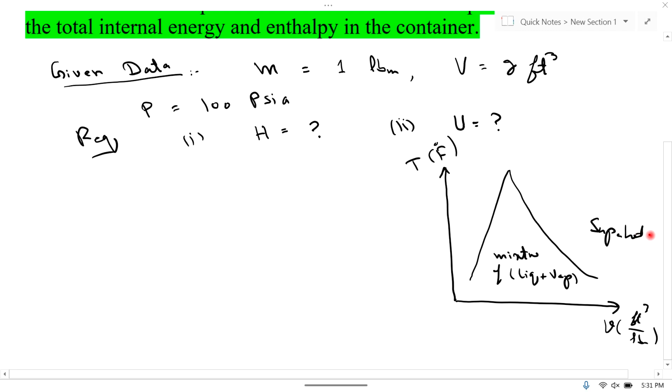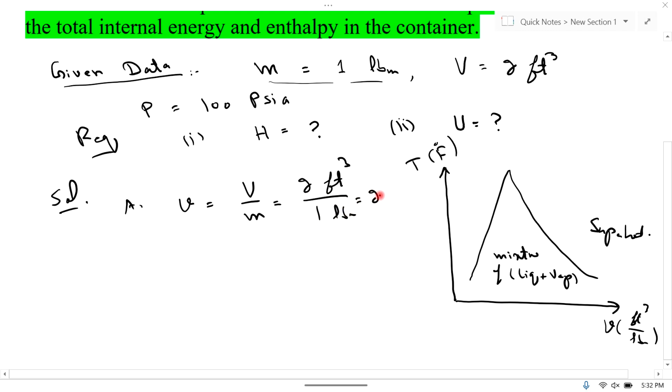So first I find the region of the working fluid. Pressure is given to us, and total volume. For total volume, first we find specific volume. Specific volume and total volume will be the same because mass is 1 pound mass. As we know, specific volume is equal to total volume divided by mass. Total volume is 2 cubic feet and mass is 1 pound mass, so specific volume is 2 cubic feet per pound mass.